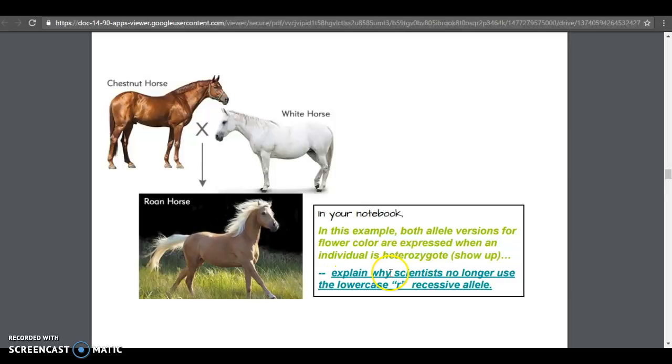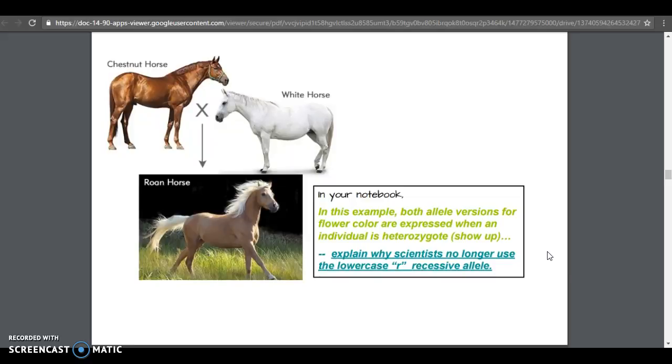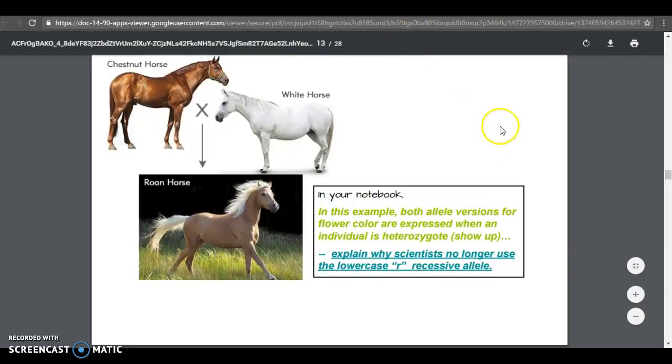All right, so explain why scientists no longer use the lowercase r recessive allele in these situations. So scientists wouldn't use or create a recessive allele or lowercase letter, in this case a lowercase r. Why is that? Why don't they use that now? So think about this question, and again, there's no perfect answer, it's just you thinking through it. When you're answering it, you'd say slide 13, and you'd write your answer and just show your thinking.